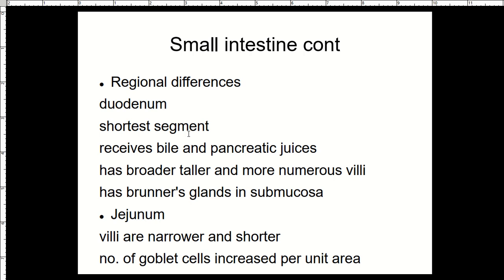Then the jejunum has villi that are narrower and shorter. So the villi, as you move from the duodenum to the ileum, decrease in number and in size. But as for the goblet cells, they increase in number as you move from the duodenum to the ileum, even unto the large intestines.